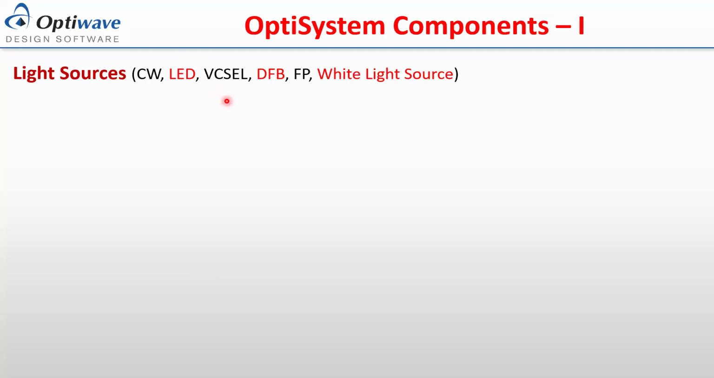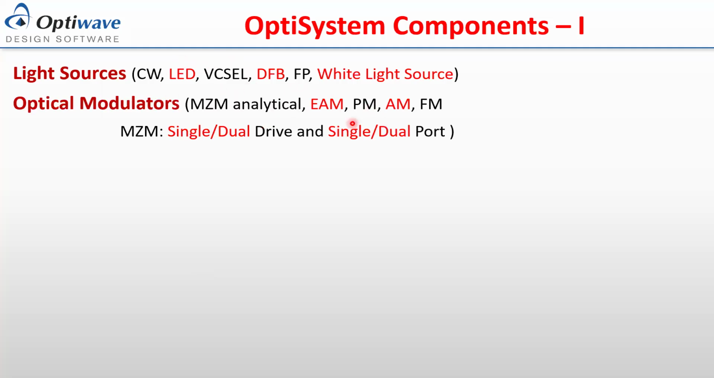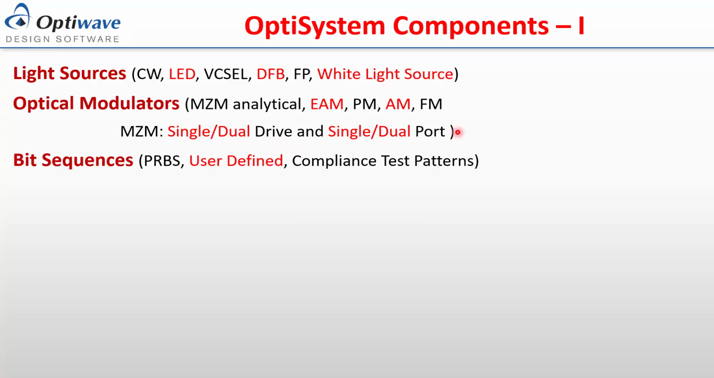Then we have LED models, VCSELs, DFBs, Fabry-Perot lasers, and white light sources. For modulators, we offer analytical models of Mach-Zehnder modulators, either single drive or dual drive, with single port or dual port, as well as electro-absorption modulators. There is an analytical model as well as a measured model, into which you can load measured data. There are phase modulators, amplitude modulators, as well as frequency modulators.